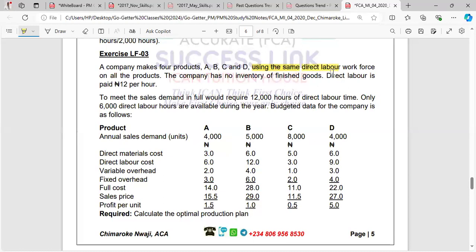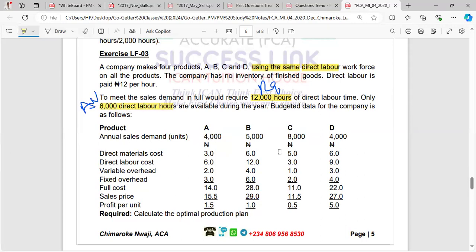Now, direct labor. So direct labor is the limiting factor. So the next thing you'll be doing is, what is the available direct labor hours? To meet the sales demand in full would require 12,000 direct labor hours. This is the required. Only 6,000 is available. So this is available. So this is not enough.